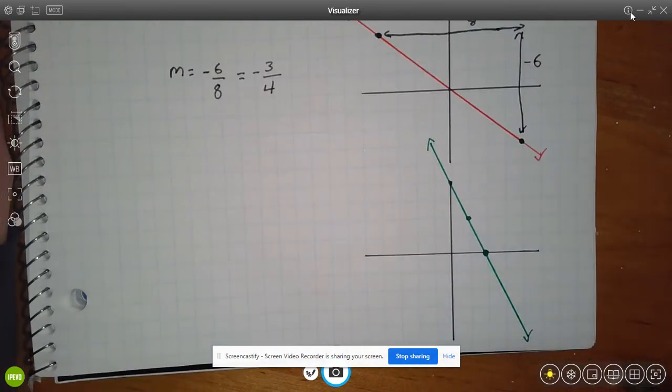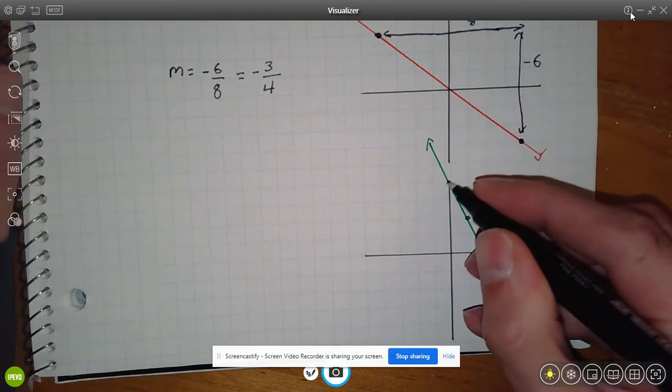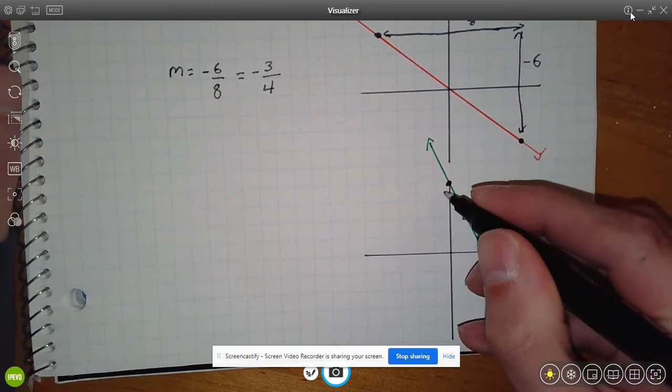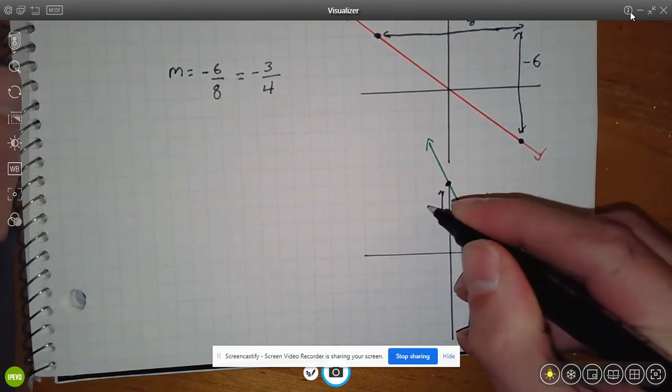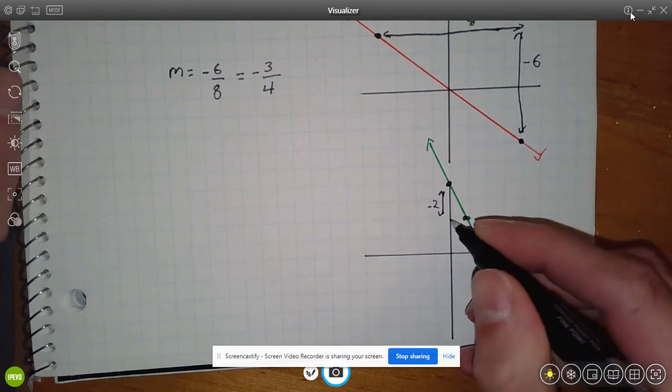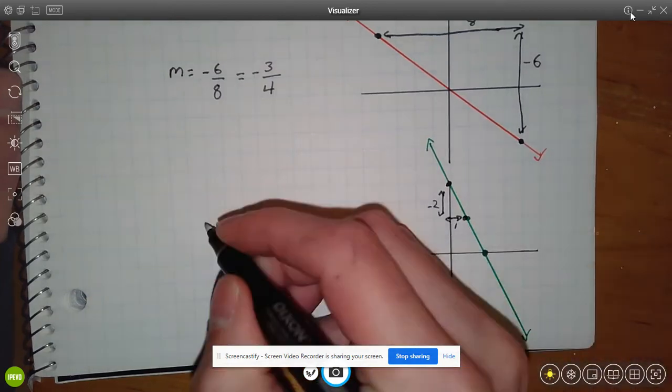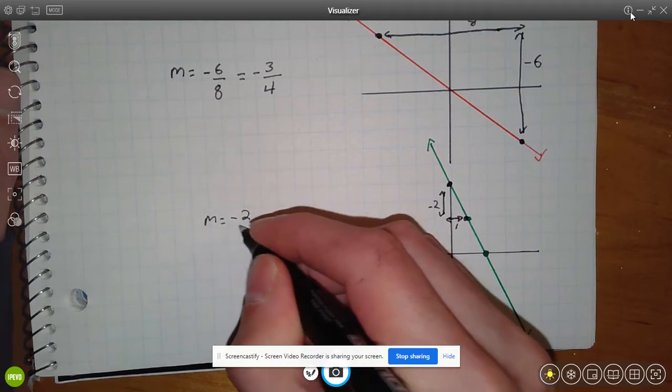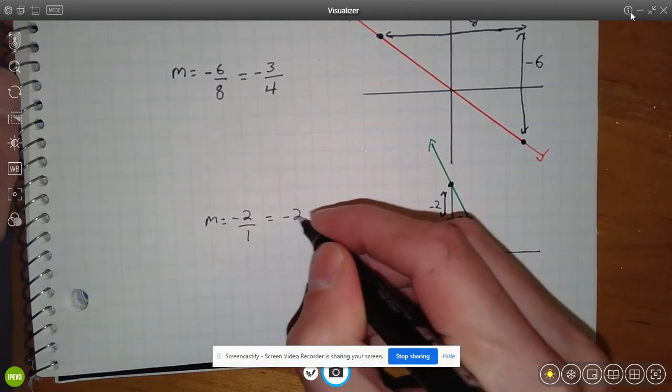Let's look at just one more example. Again, I can pick any 2 points to calculate the slope. And I can think of my rise here, I'm going down by 2. And my run, I'm going only 1 over. So my slope would be negative 2 over 1. Or we could just call that negative 2 as well.